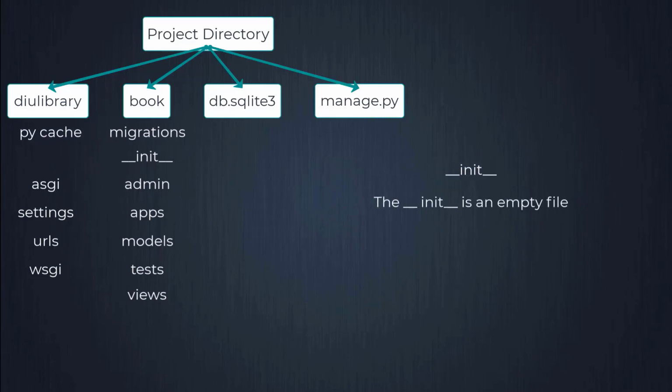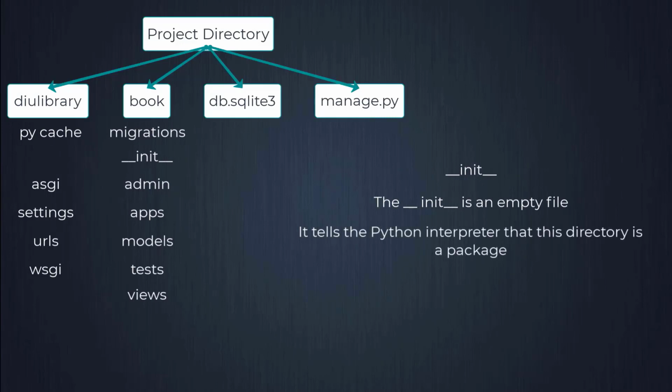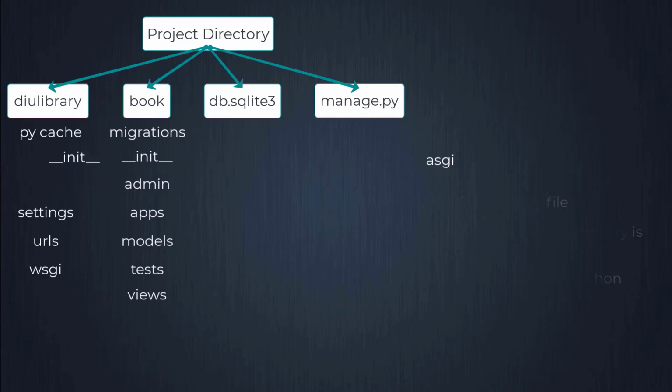The init is an empty file. It tells the Python interpreter that this directory is a package. When the init file is in this package, it is considered as a Python project.